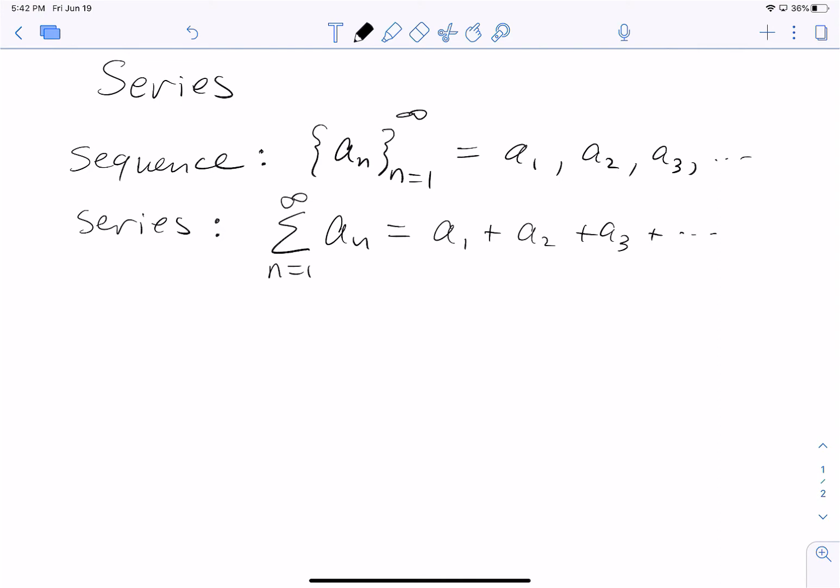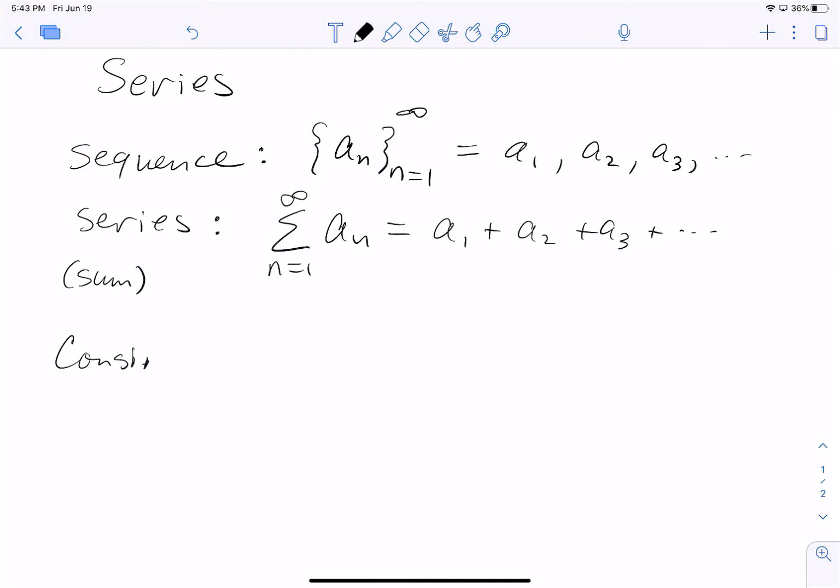So here's the thing. Notationally, you've got a set for a sub n for a sequence, and for a series, we have sigma notation. Practically, the sigma means we're adding things together. So where a sequence has a bunch of commas, a series has a bunch of pluses. In other words, a series is a sum.